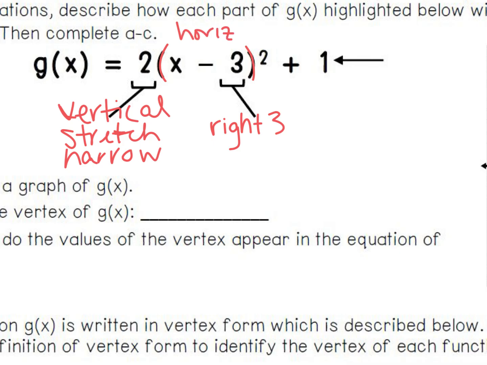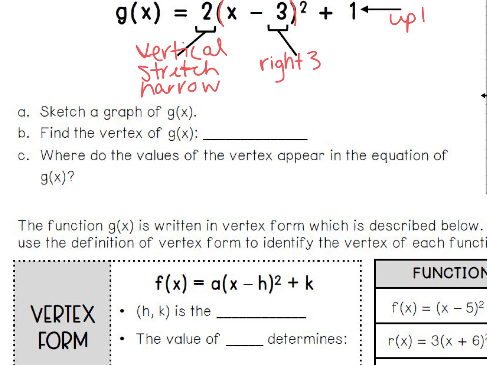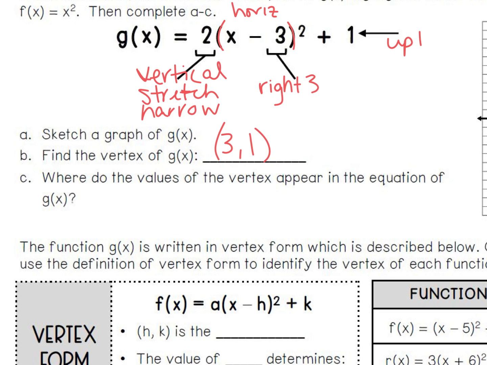What did the 1 do? It made it go up 1, right? If it's not inside the parentheses, it is a vertical shift. So we've graphed it, okay? What did we say the vertex was? Positive 3, positive 1. And where do you see those numbers in our equation?